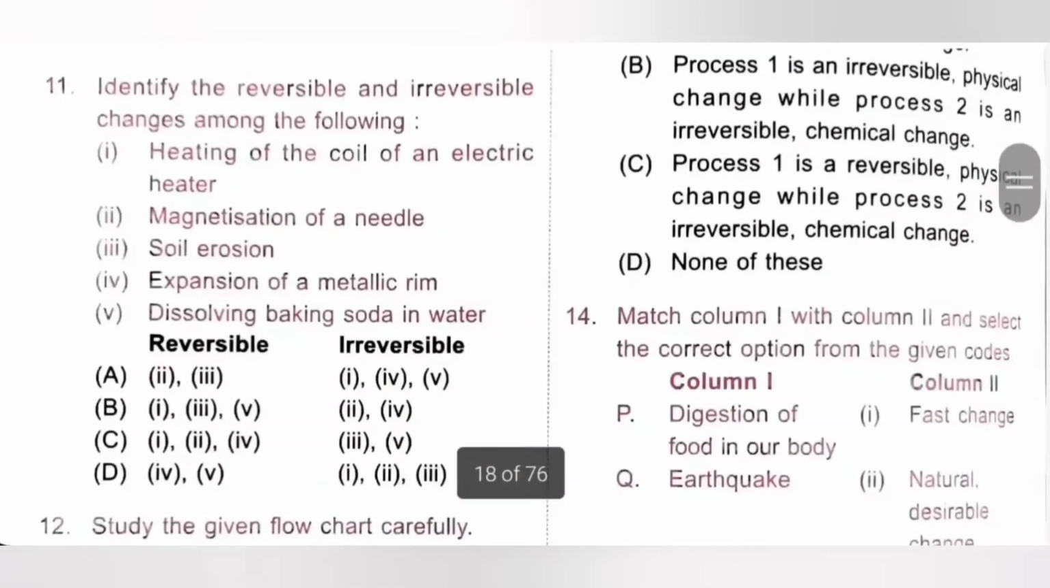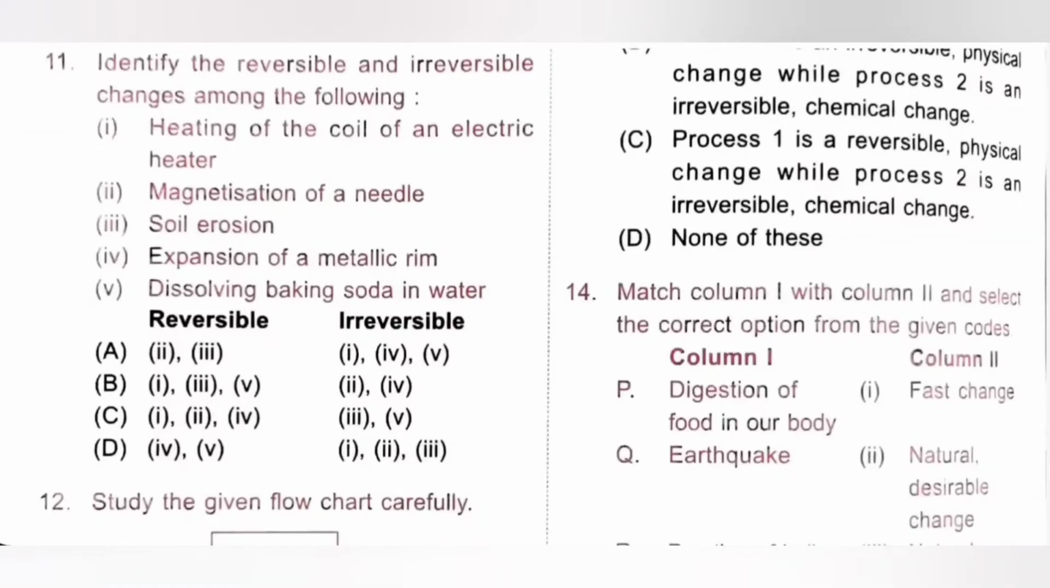11th, identify the reversible and irreversible changes among the following. 1. Heating of the coil of an electric heater, so it is a reversible change. 2. Magnetization of a needle, it is also a reversible change. 3. Soil erosion is an irreversible change. 4. Expansion of a metallic rim, it is a reversible change. 5. Dissolving baking soda in water, it is an irreversible change.